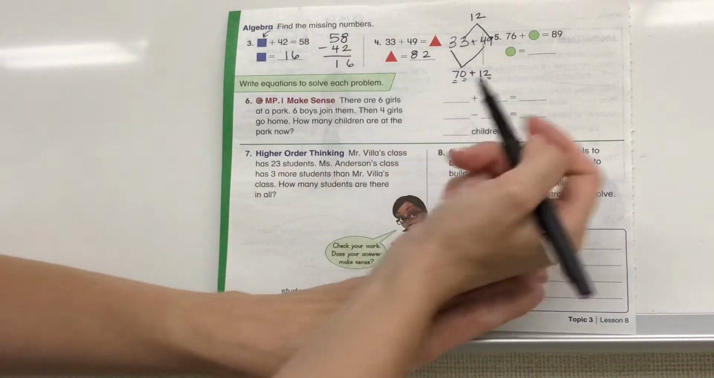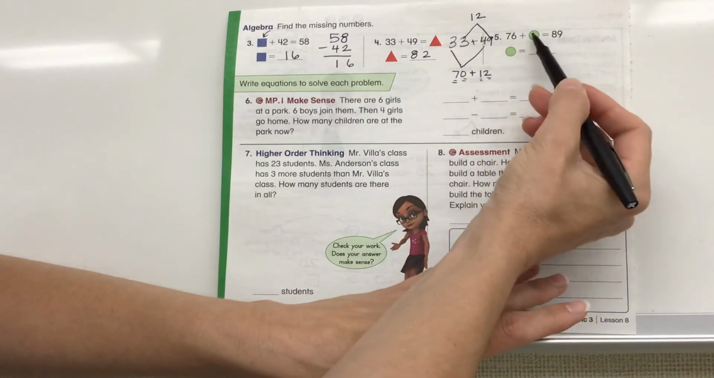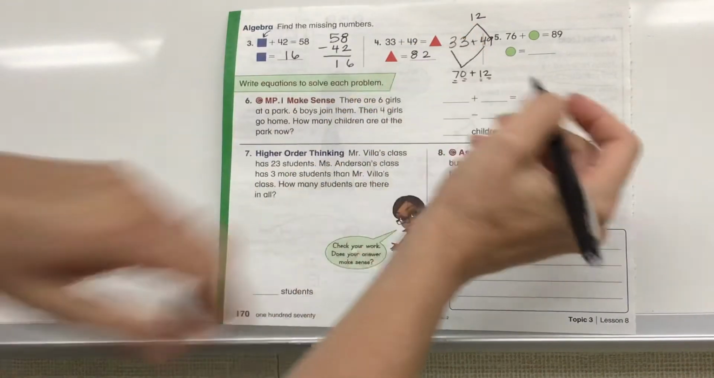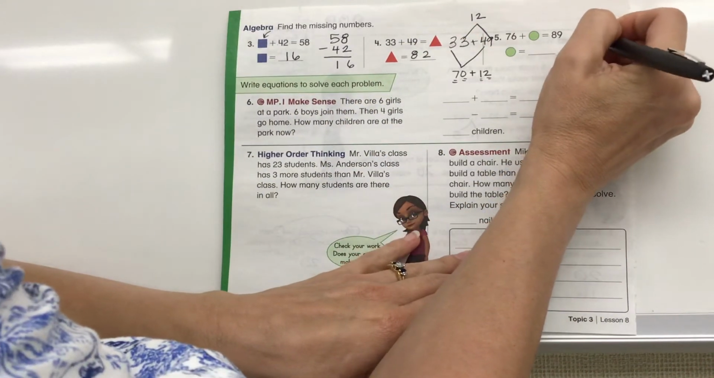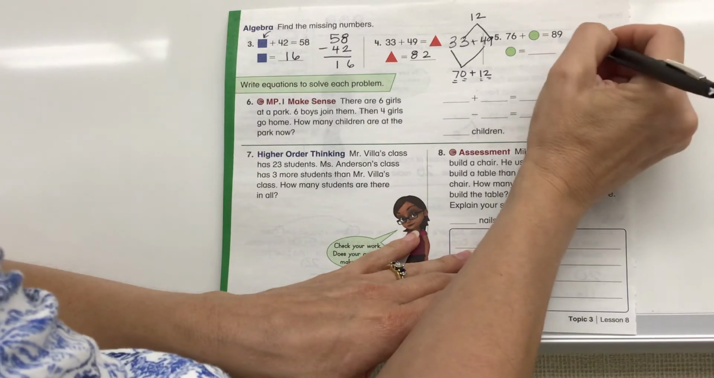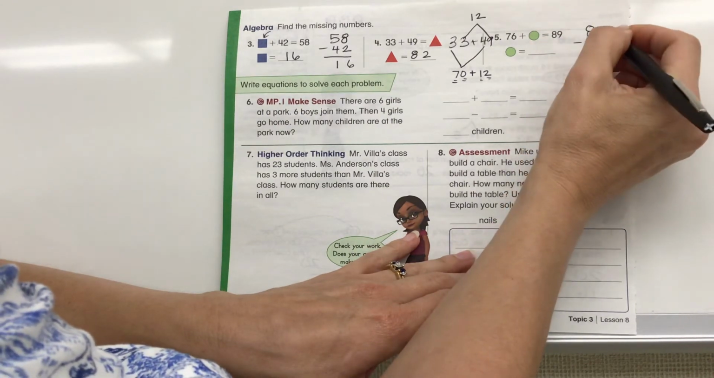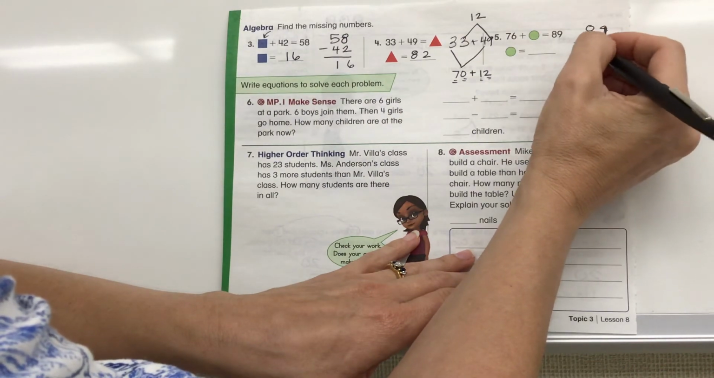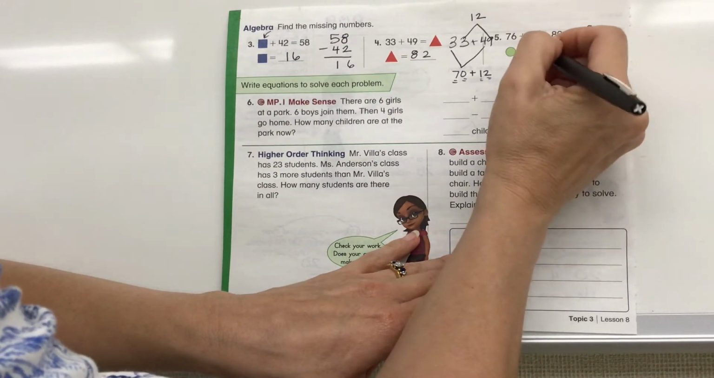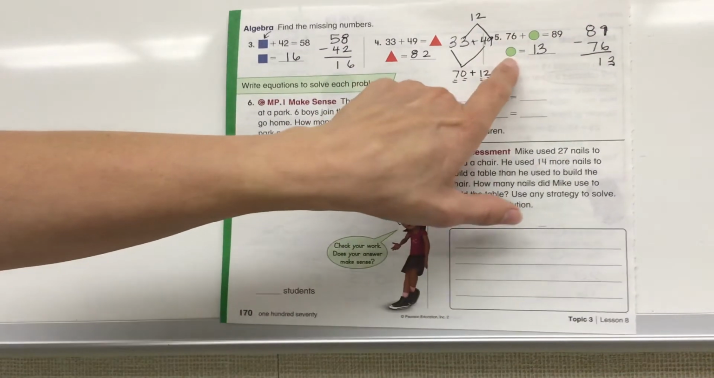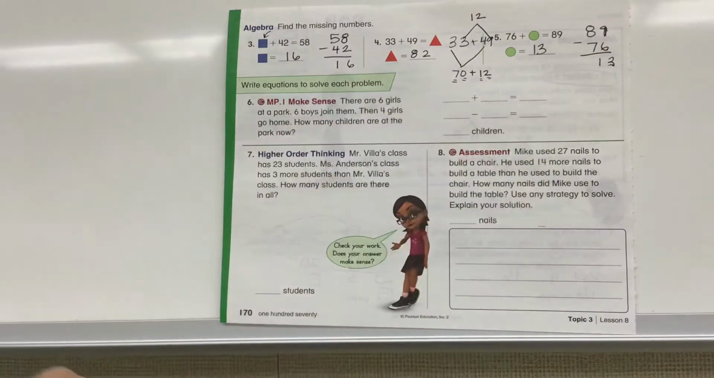All right, let's take a look at our last one here. 76 plus something equals 89. We can do like what we did over here. We can just subtract our sum from a part. 89 minus 76. 9 minus 6 is 3. 8 minus 7 is 1. So we have an addend that equals 13.